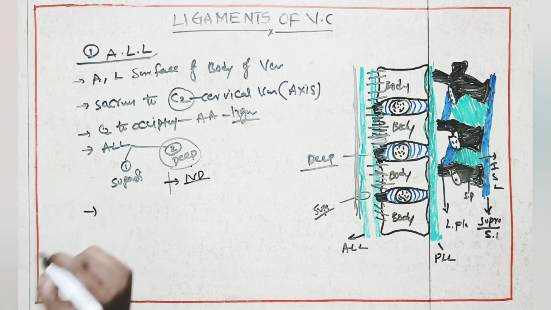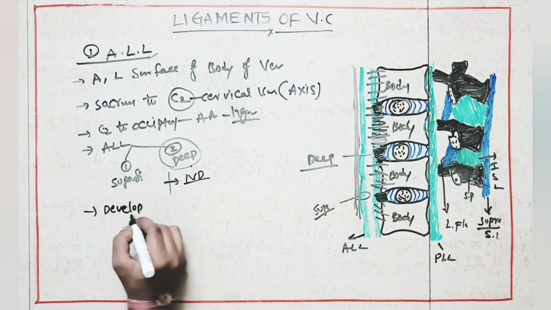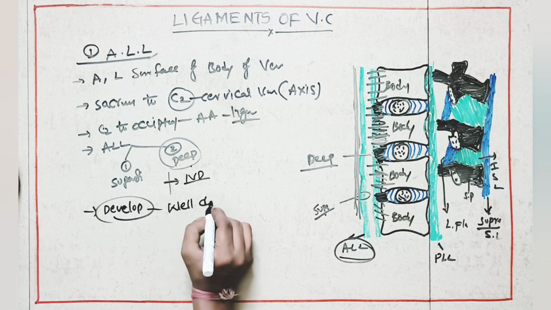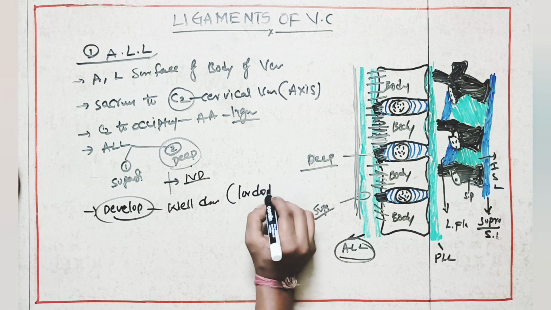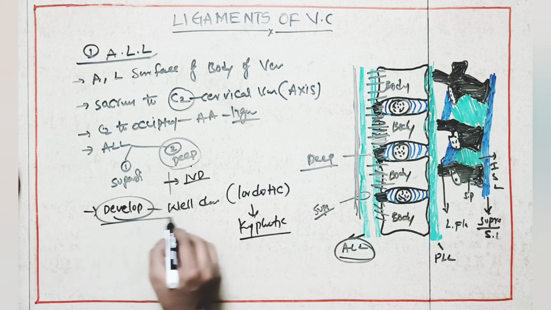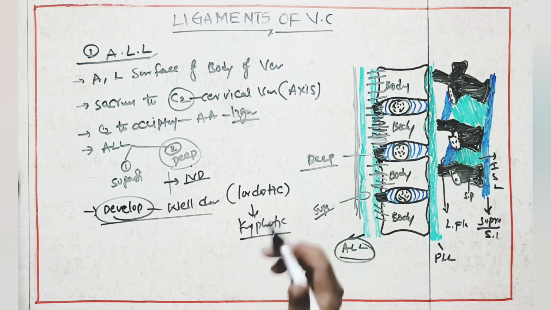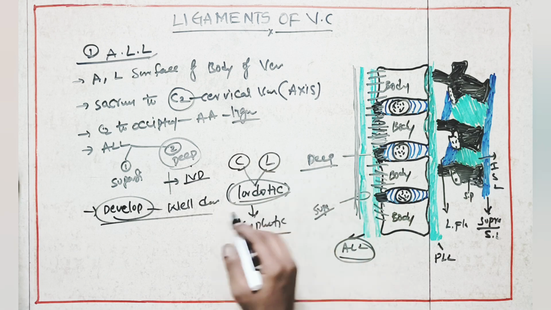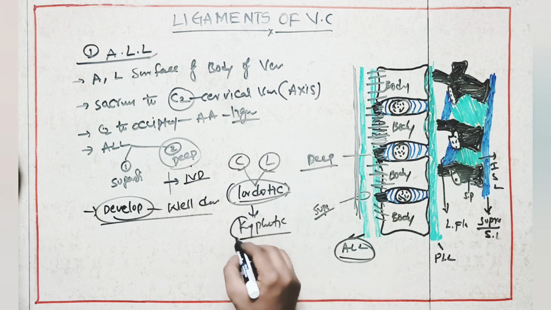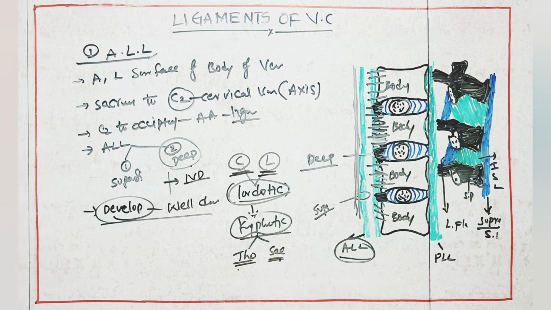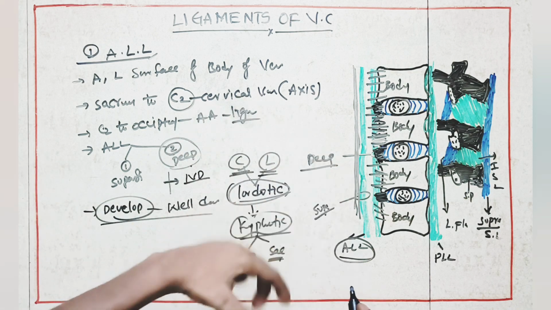And one more point, the development. The anterior longitudinal ligament is well developed in lordotic curvatures compared to the kyphotic curvatures. What it means is that the structure of the ligament is well developed in the lordotic curvature, that means in the cervical and lumbar regions, compared to the kyphotic, that is, the thoracic and sacral regions.